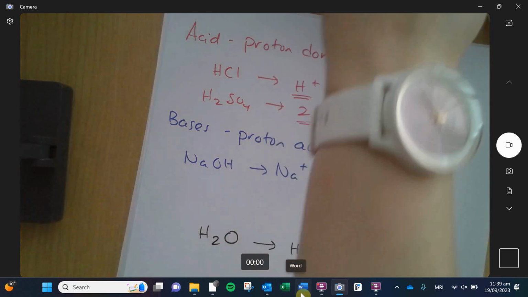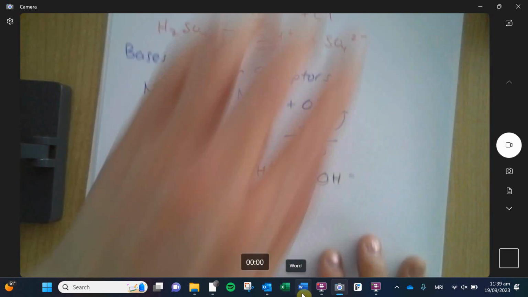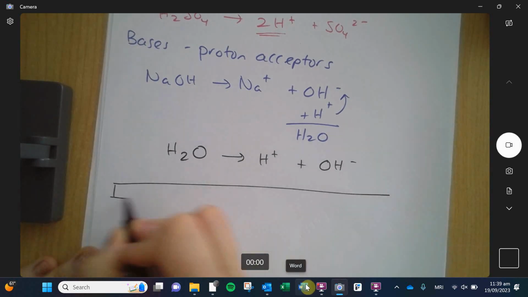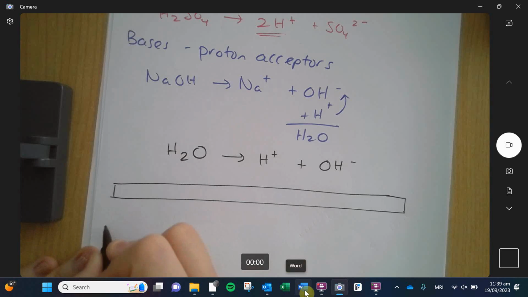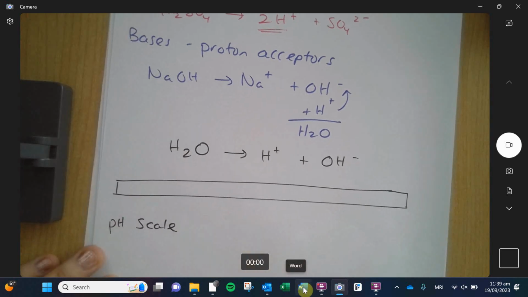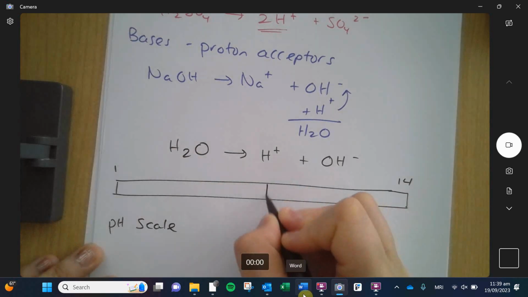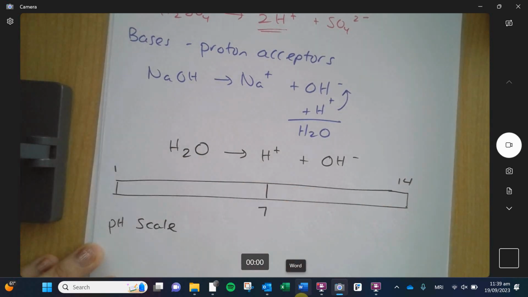Okay. Now, what helps us describe acids and bases is the pH scale. This pH scale goes from 1 to 14, and in the middle is 7. What this pH scale is referring to is the concentration of hydrogen ions.